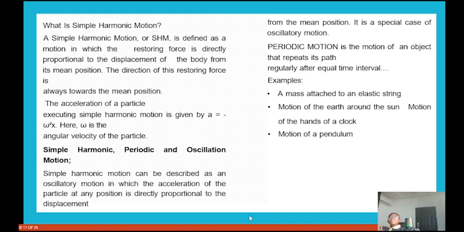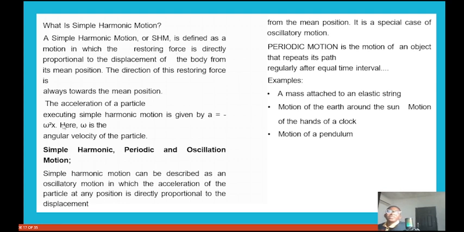So now we are going to simple harmonic motion. What is simple harmonic motion? A simple harmonic motion is defined as a motion in which the restoring force is directly proportional to the displacement of the body from its mean position. The direction of this restoring force is always towards the mean position, and the acceleration of the particle executing simple harmonic motion is given as a = -ω²x. So this is the formula for the acceleration of a particle executing simple harmonic motion.